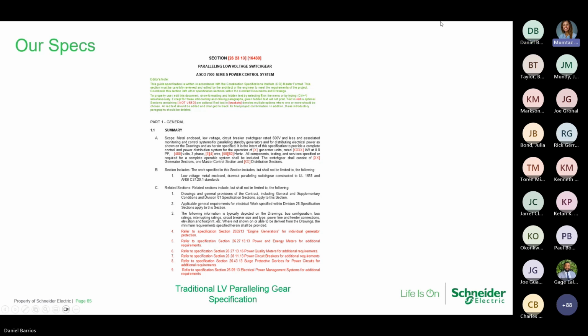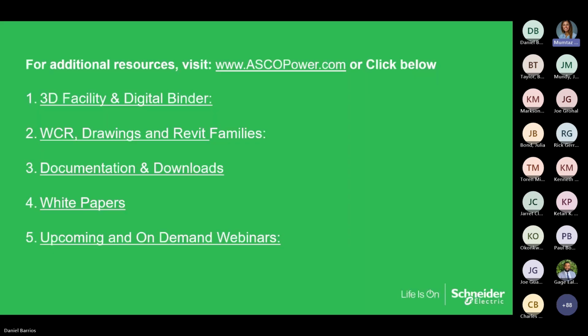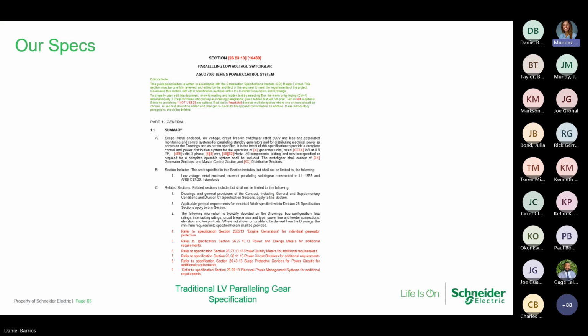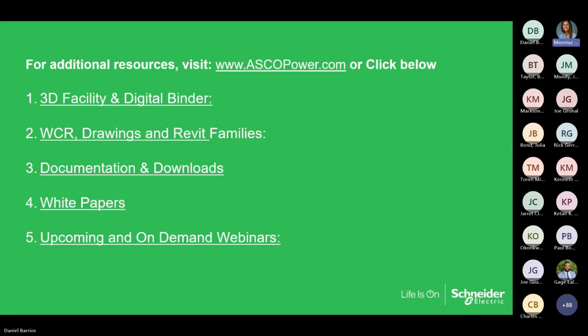I will be sending out this presentation to everyone that attended. At the end of all my presentations, I include our suggested specs. This does have the Word document embedded in there. If you right click and just do open, it will open the Word document for our suggested low voltage paralleling gear specification. Next slide. I always include this as well. This just has additional online resources where you can find our Revit families and white papers.